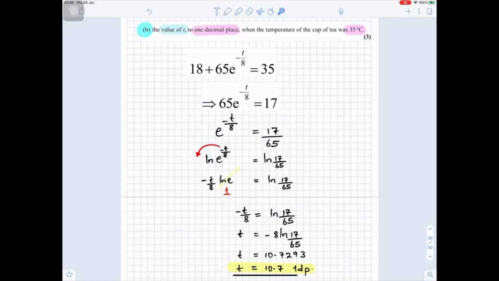t is equal to ln 17 over 65. ln e is 1. So that means minus t over 8 is equal to ln 17 over 65. It's divided by 8; you take it to the right, it becomes times 8. So t becomes equal to minus 8 times ln 17 over 65. You put that in your calculator and you'll get 10.7293. To 1 decimal place, that is 10.7.